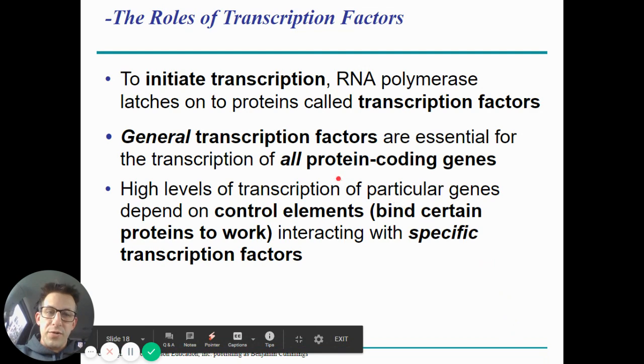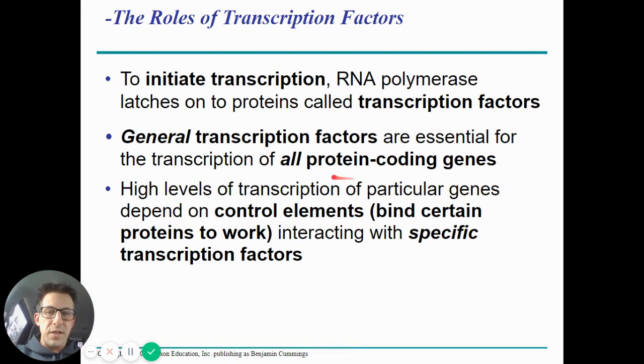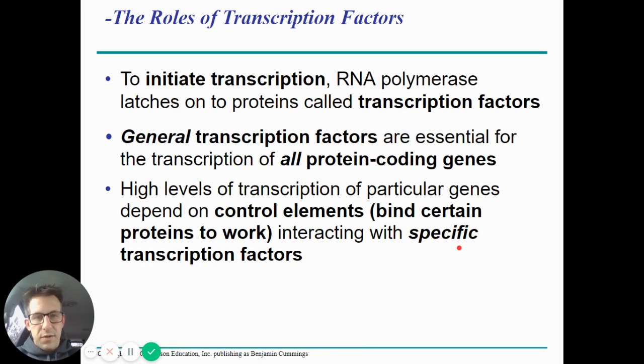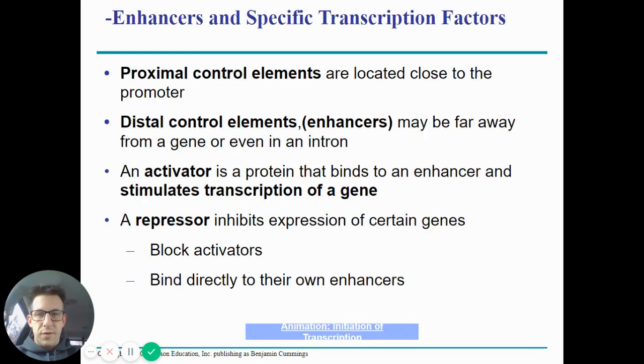So we have general transcription factors that are essential for transcription of all protein coding genes. And then depending on which gene you might be trying to get expression from, you might be working with something known as specific transcription factors, and those are specific to certain types of genes, okay? But there are certain types of transcription factors that are needed for all protein coding genes, whereas for some other specific genes, there are specific transcription factors.